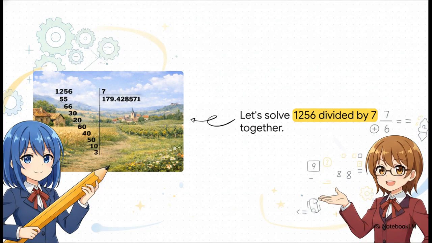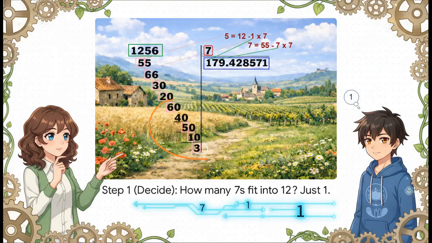Okay, let's get our hands dirty. Here's our problem. 1256 divided by 7. You can see the final answer there on the right, but let's pretend we don't know it. We're going to build it from scratch using this format. All right, first things first. We look at the number 1. Can 7 go into 1? Nope, too small. So we scoop up the next digit and look at 12.